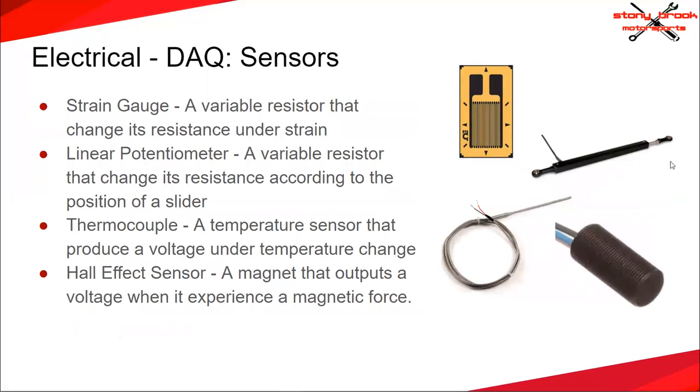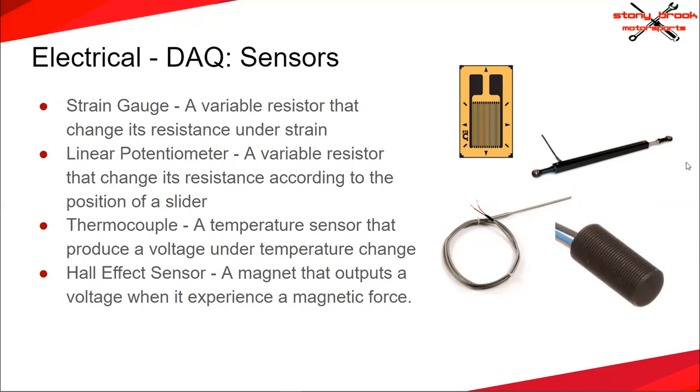Finally, we will briefly go over some commonly used sensors. The first one on the top is the strain gauge. It changes its resistance based on the strain it is under, and it's used to measure stress. Below that, on the right, we have the linear potentiometer, which can be used to measure displacement. It is just a variable resistor whose resistance is correlated with displacement of the rod.